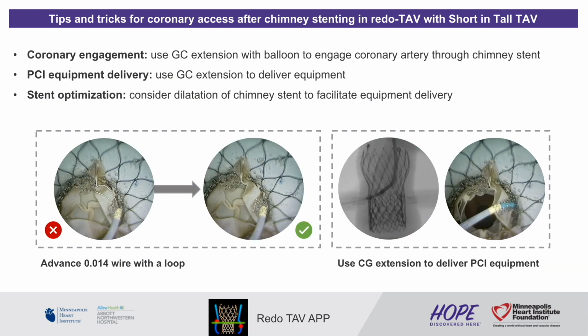Use a guide catheter extension with a balloon to engage the coronary artery through the chimney stent. Use a guide catheter extension to deliver equipment, and consider dilatation of chimney stent in order to facilitate equipment delivery.